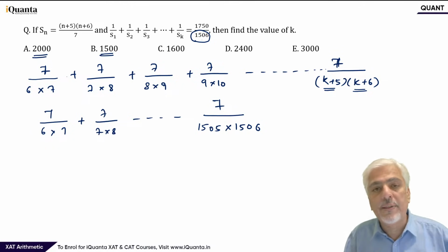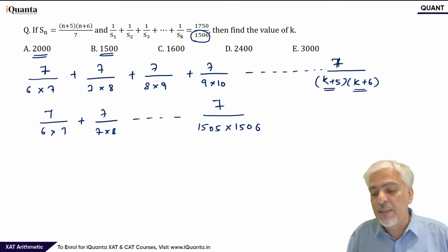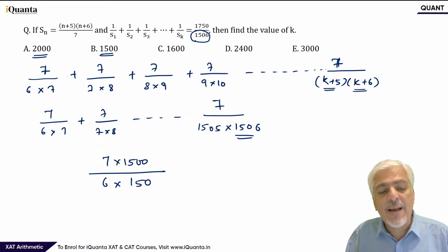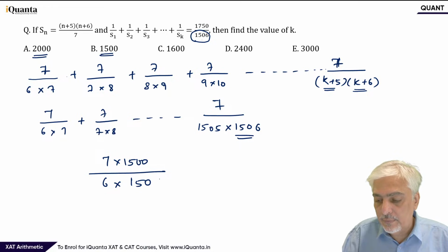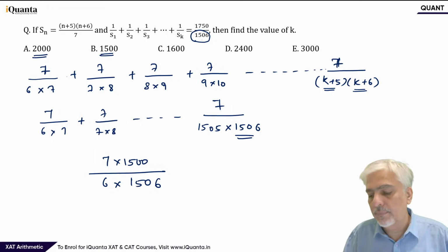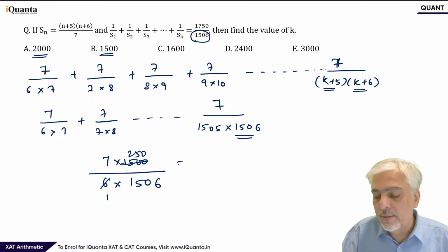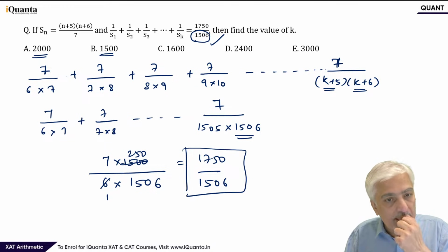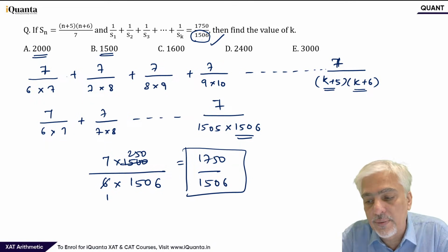Now, tell me what will happen. These are 1500 terms. That means my numerator will be 7 into 1500, upon the first term of the first denominator into the last term of the last denominator. Is it matching with my answer? Okay. 6 ones are 6, 250s are 1750, upon 1506. The main hint was this 1506. That was a nice number. Without that hint and without options, this would have been a bad question.